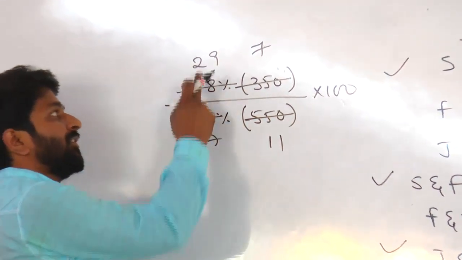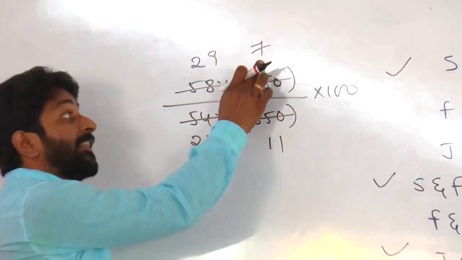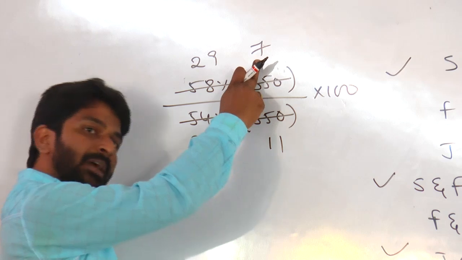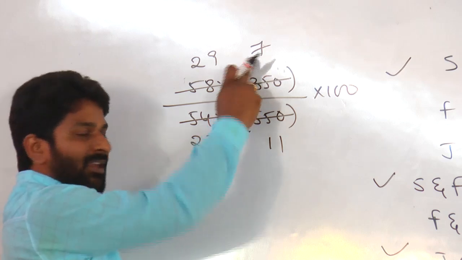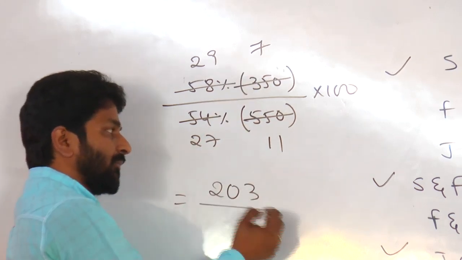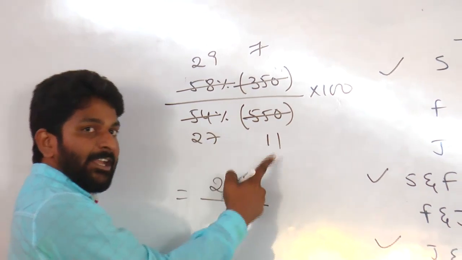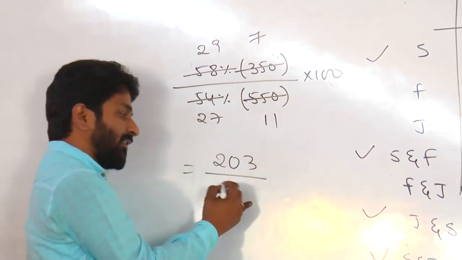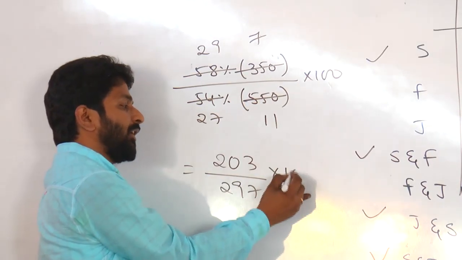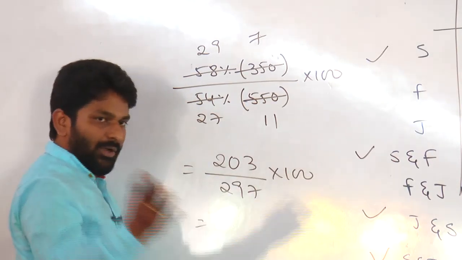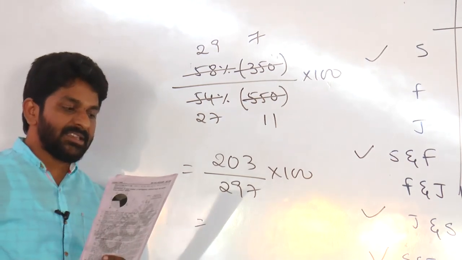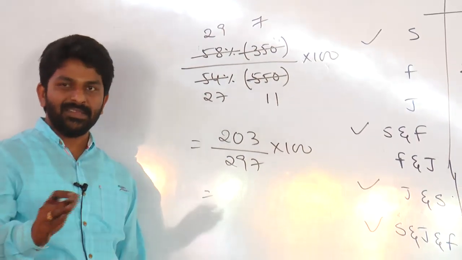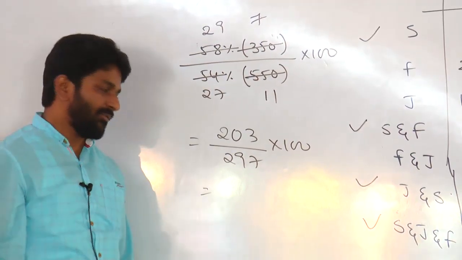Let me do it first. 29 into 7. 30 times minus 1 time. 30 times of this number is 210, minus 1 time is 7. 210 minus 7, 203. 27 is 11 times, 10 times plus 1 time. 10 times of this number is 270 plus 27, 297 into 100. This is what you need to calculate. Look at your options first: 68, 76, 56, 72, 64. So options are somewhere around 60, 65, 70.